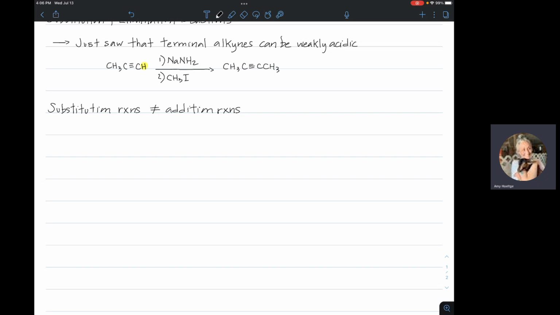So they're different. In a substitution reaction, we're swapping out an electronegative element for some other group. In an addition reaction, we're adding a whole other group to a positively charged or electron-deficient carbon after we have taken the electrons in the pi bond and snagged a hydrogen off of another molecule. So they're different reactions.